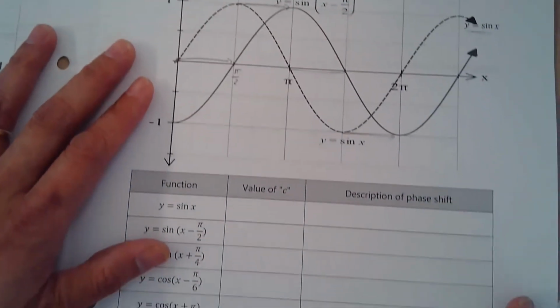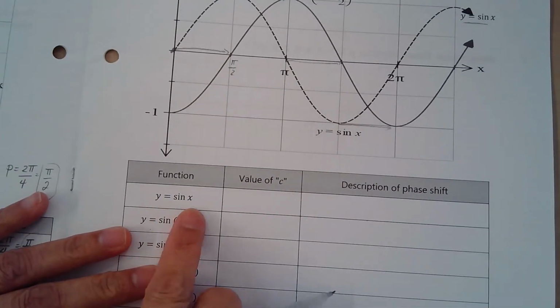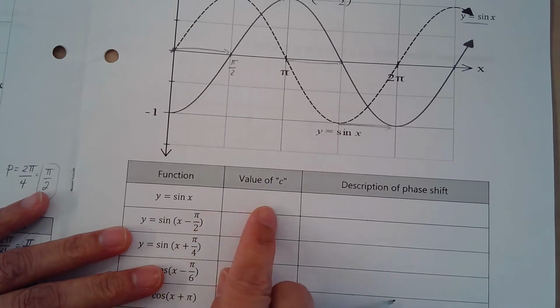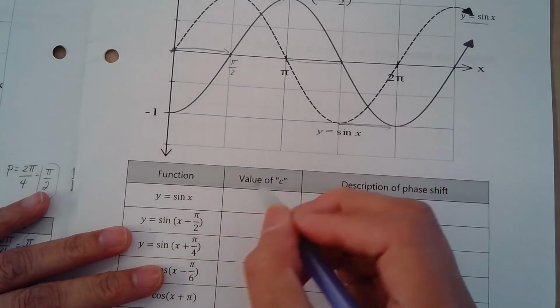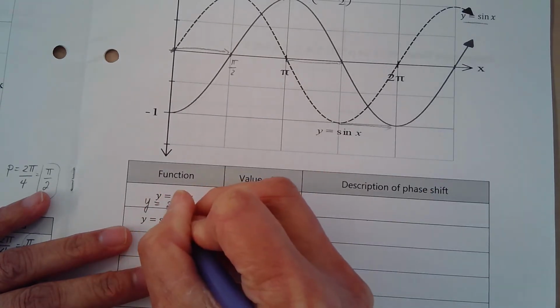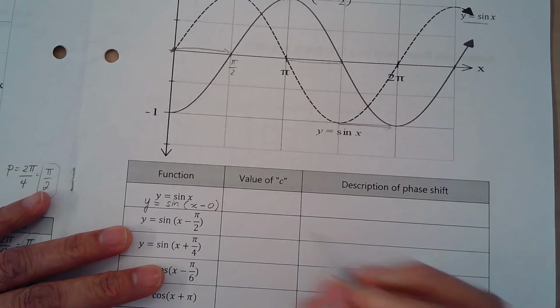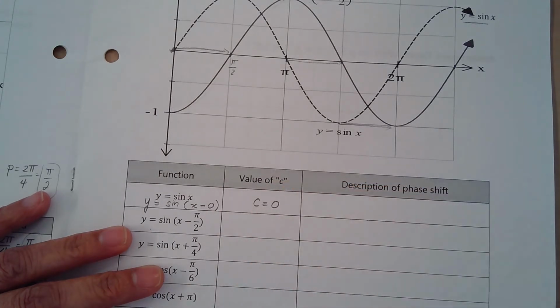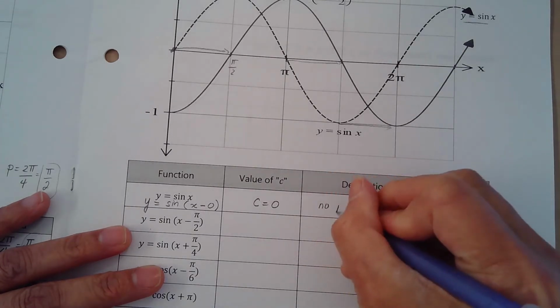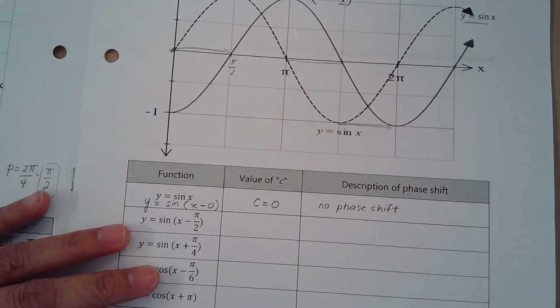So let's see here. If we have y equals the sine of x, what's the value of the c? 0, right? Because we can rewrite that as y equals sine of x minus 0. So our c is equal to 0. That means no phase shift. It didn't move to the right, and it didn't move to the left.